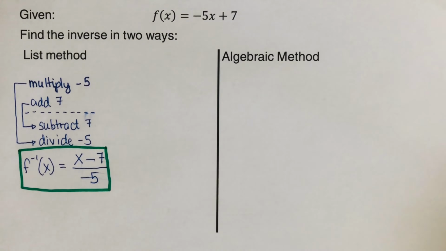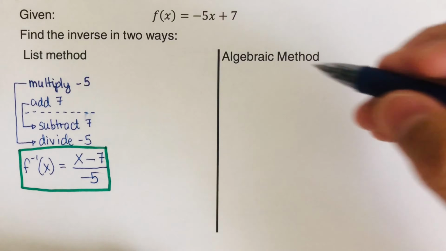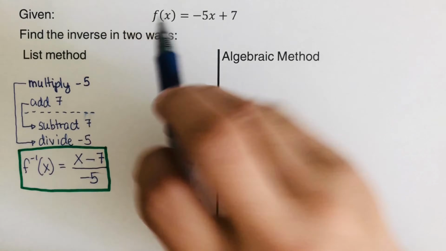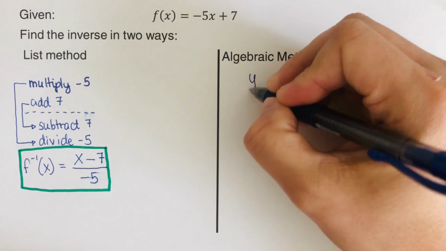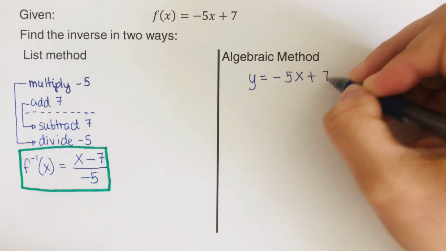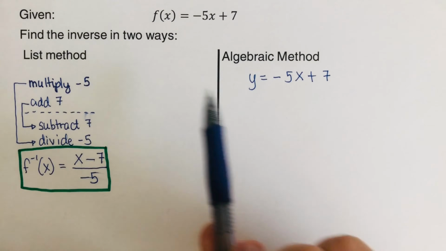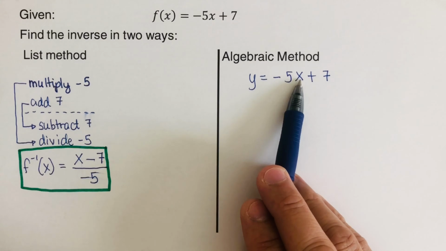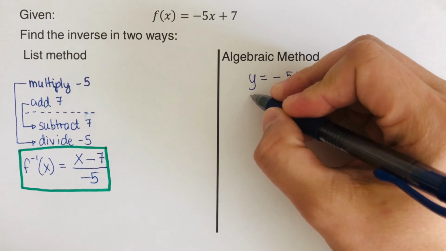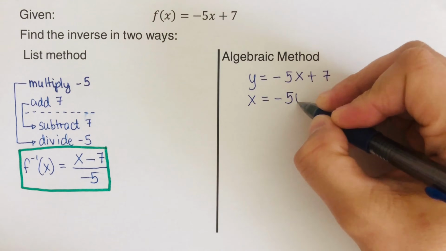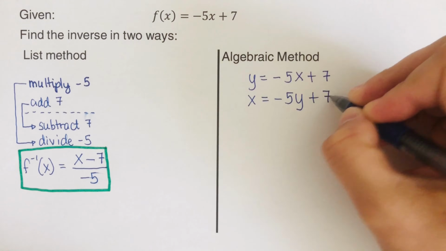Now let's do the algebraic method. For the algebraic method, this is what we're going to do. The first step is to change the f of x to y. So that becomes y equals negative 5x plus 7. Now, we are going to switch the y to x and switch the x to y. So literally switch it. So that would be x equals negative 5y plus 7.